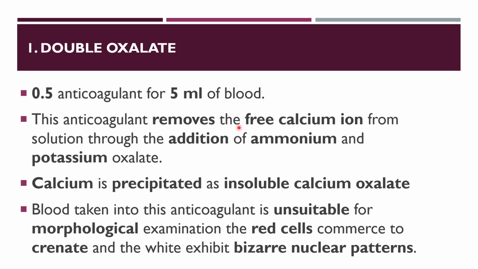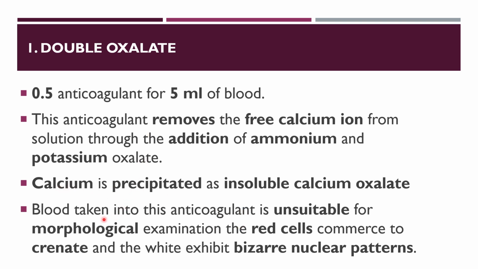Basically, any anticoagulant works in some way to stop the blood from clotting. That's the reason it is called an anticoagulant. And double oxalate will chelate or precipitate the calcium ions.